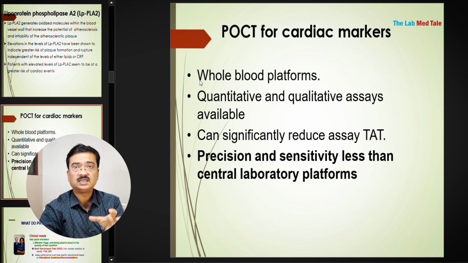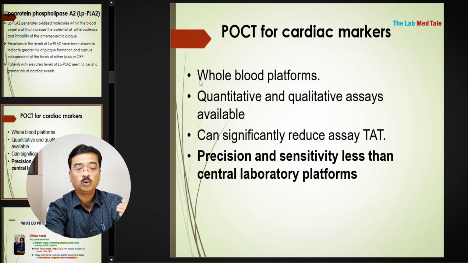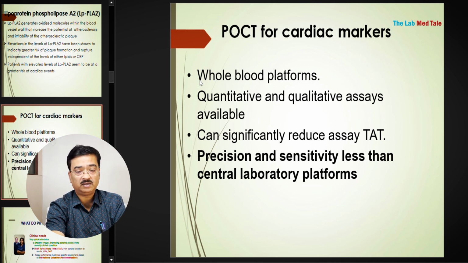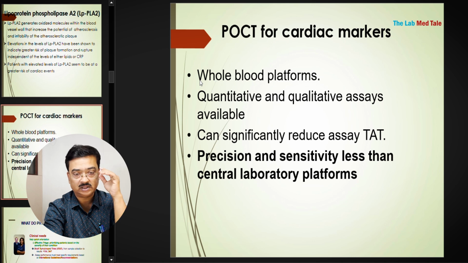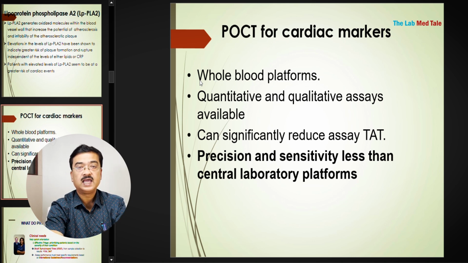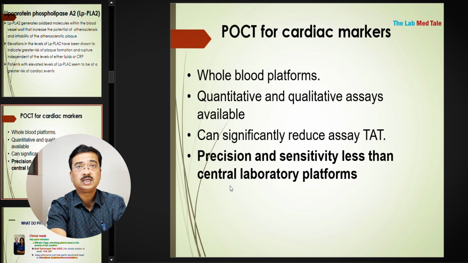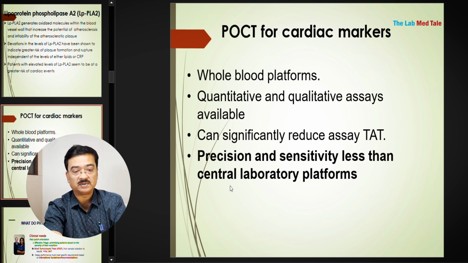So for that, these are certain important things. A whole blood platform is very easy, because it is difficult and time consuming to make serum or plasma from the blood. So if it is done in whole blood, that is the best. It may be a quantitative or qualitative assay, although the majority of POCTs are now coming with a quantitative assay. It can significantly reduce the assay turnaround time. That means you get maximum time for treatment. You don't have to wait for a result, because you say time is money in business, but we call time is life, particularly when you are dealing with cardiac patients.